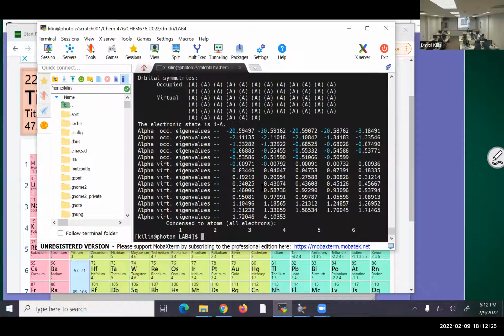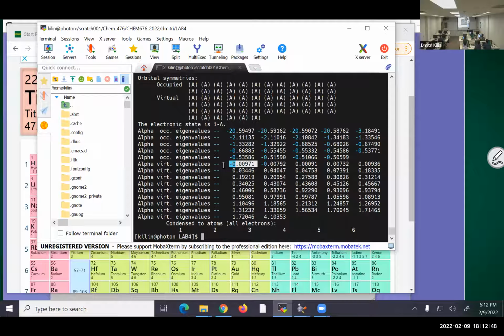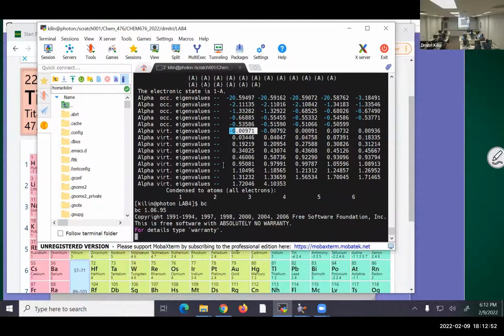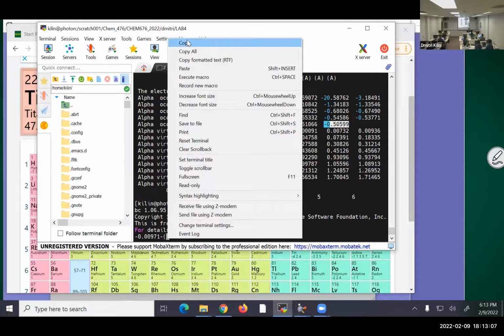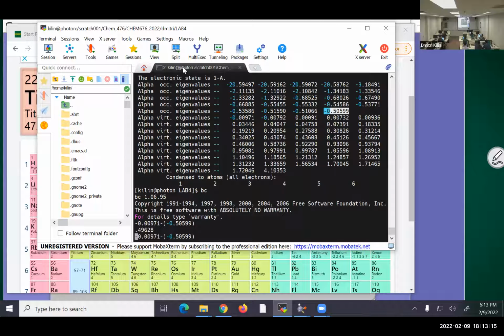The conversion factor to electron volts, which are quite useful in material science, is 27 point something, 12. So if we want to learn about color, we need to subtract the energy of LUMO, the lowest unoccupied molecular orbital. BC stands for Bohr calculator. Based, then subtract, copy, subtract the energy of HOMO, the highest occupied molecular orbital. So this is the value of the HOMO-LUMO gap in the Hartree unit.